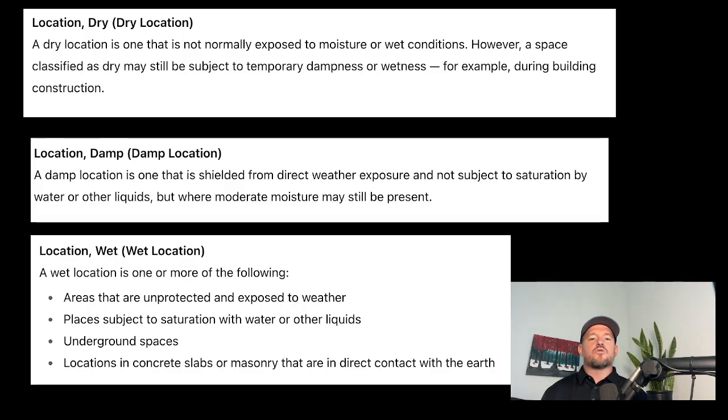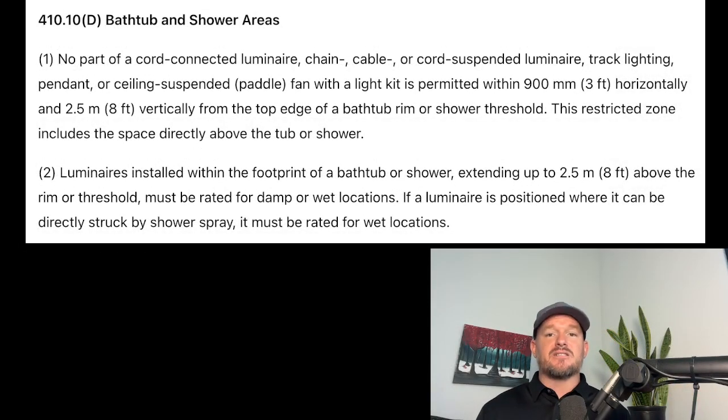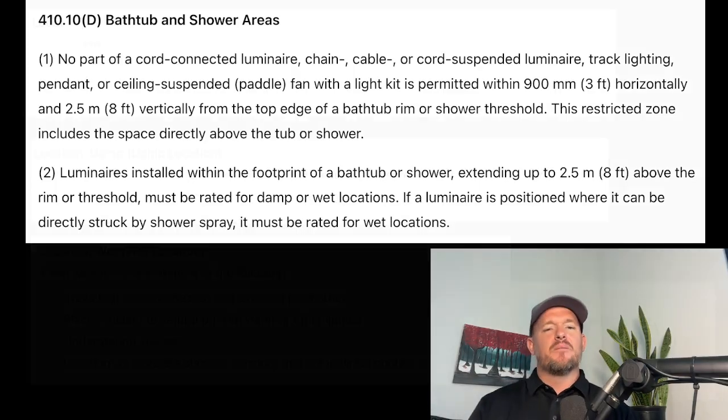A wet location is one or more of the following: areas that are unprotected and exposed to weather, places subject to saturation with water and other liquids, underground spaces, locations and concrete slabs that are in direct contact with the earth. And there may be other parts of the code that tell you this is a damp or wet location, just like in the code that we just learned. It says, I don't care if you don't think it meets the definition of damp or wet location, this zone must be damp or wet location rated, period. So there may be other parts of the code that step it up a notch. But let's go back here.